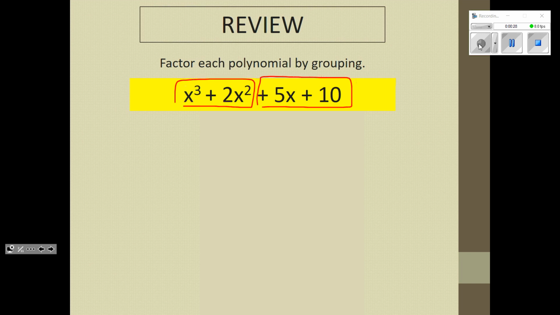groups, and we're going to pull out the greatest common factor from both groups. First, we have x cubed plus 2x squared, and the greatest common factor is x squared. When we divide both of those terms by x squared, you're left with x plus 2. In the second grouping, we have 5x plus 10. The greatest common factor is a 5. If we divide both terms by 5, we are left with x plus 2.